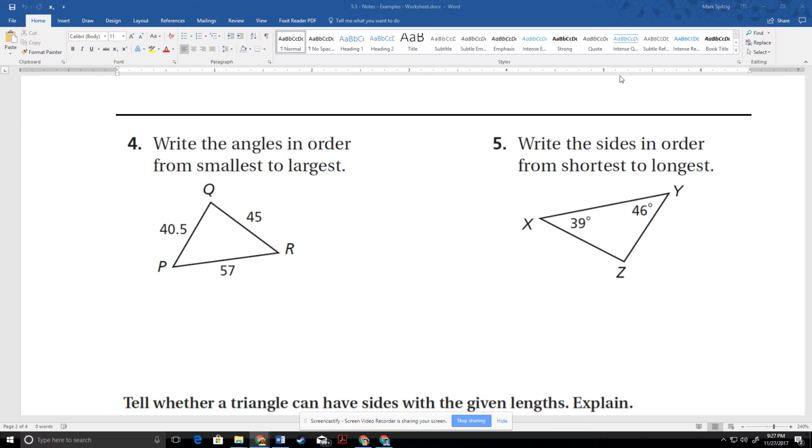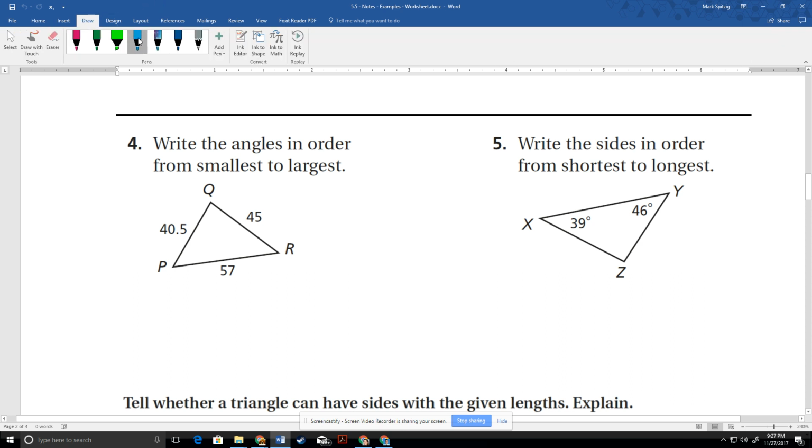All right, so here we go with 5.5. Let's see what we got here. It says write the angles in order from smallest to largest. Now, I can't find the angles, but that's okay. That's not what it asked for. We're going to write them from smallest to largest.